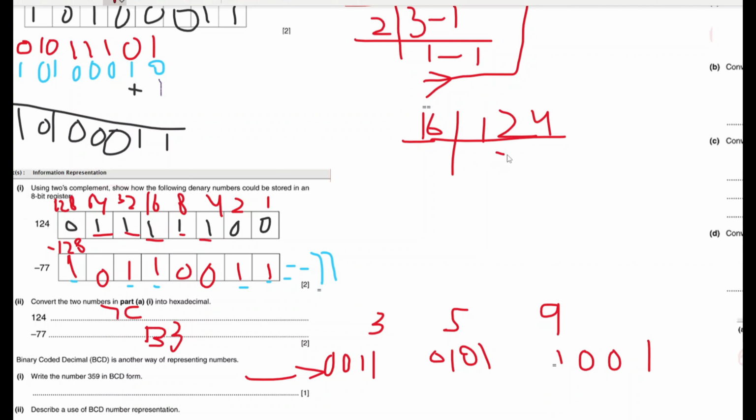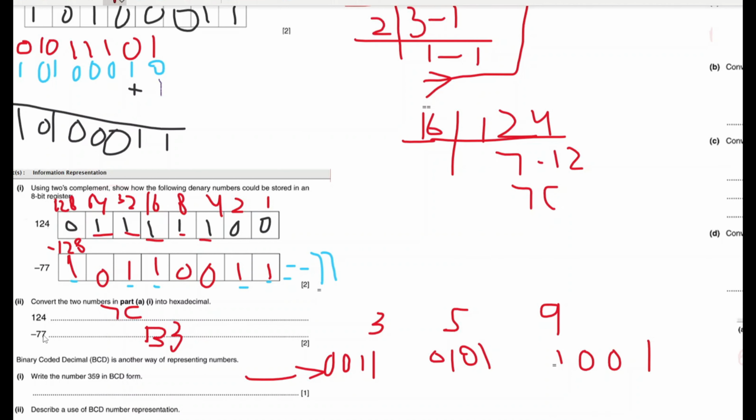So 16 times 7 is 112, and I will get the remainder of 12. This is not further divisible by 16 because 7 is smaller than 16. So I got 7 and 12. For hexadecimal, I have to write the equivalent code for any number that is greater than 9. So the code for 12 is C. So I will write here 7C.